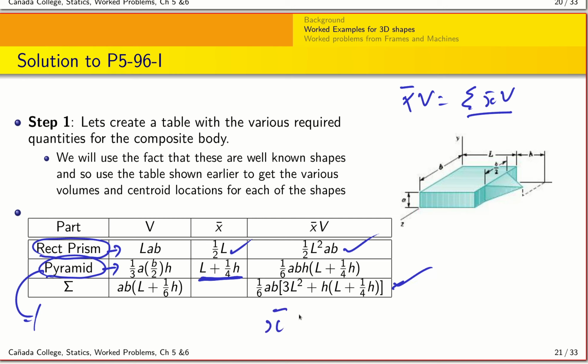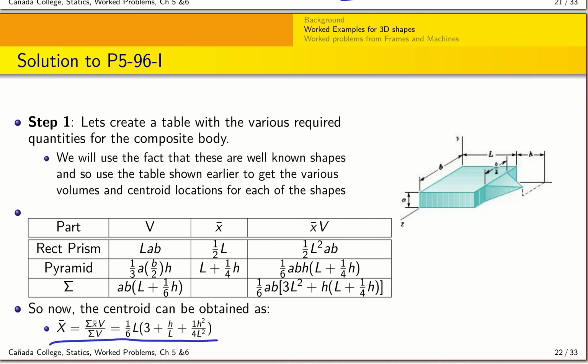And so my centroid x bar is just going to be sigma xv divided by the volume, or the sigma of the volume of individual units, right? So here is the summation index. Okay, and that's what we have right here. So this is the centroid calculated for x bar. So hopefully this also is something that you will be able to do, since we are using simple shapes.